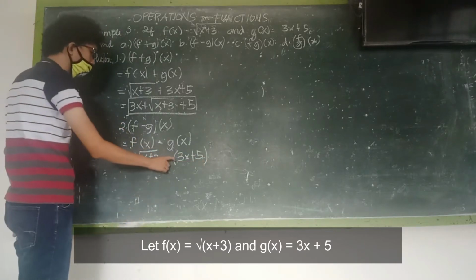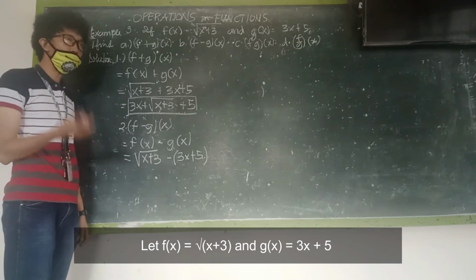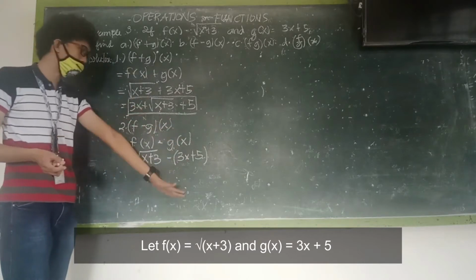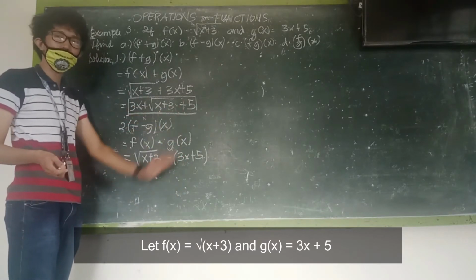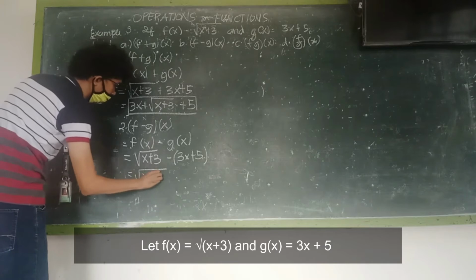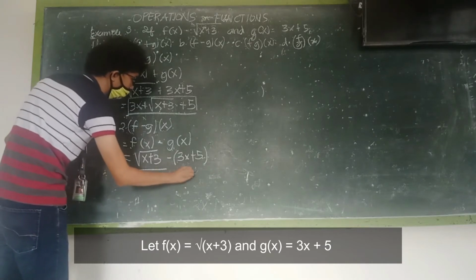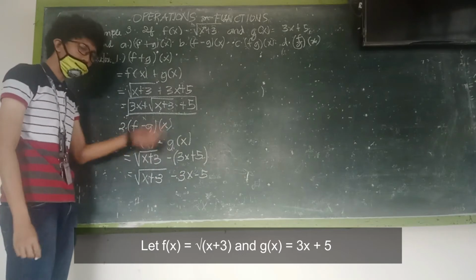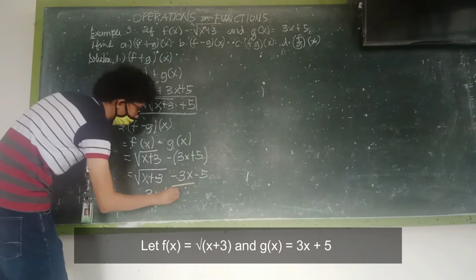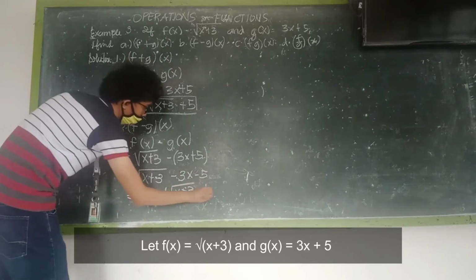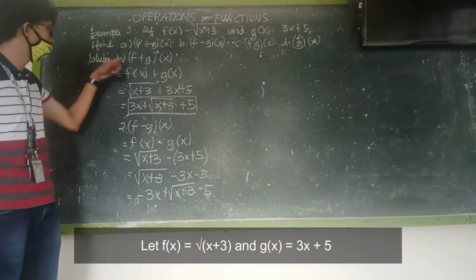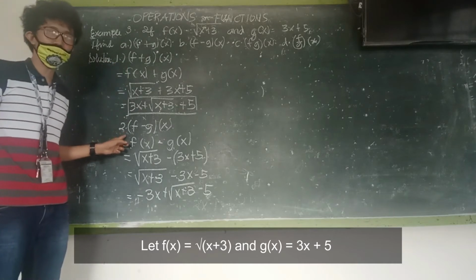So, ang gagawin natin dito, sa rules of subtraction of polynomials, we will change the sign of the subtrahend. So yung 3x plus 5, papalitan natin lahat ng signs niya. So kung positive dito, magiging negative. Yung negative, magiging positive. So magiging square root of x plus 3 minus 3x minus 5. Or kapag i-arrange natin, we have negative 3x plus square root of x plus 3 minus 5. So, ito ang answer ng f plus g of x at saka f minus g of x.